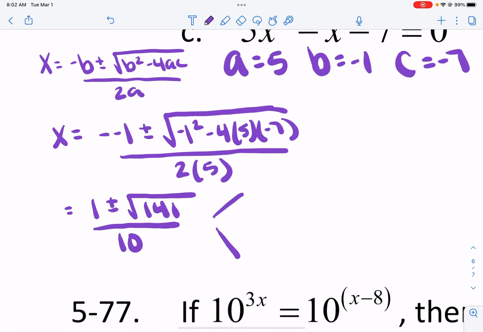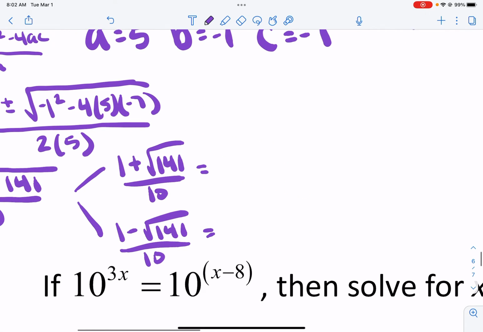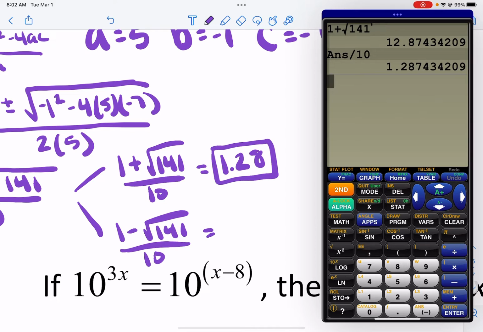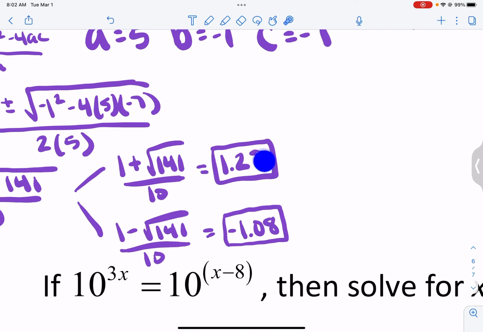And then I'm going to split it up. So we've got 1 plus the square root of 141 over 10, and 1 minus the square root of 141 all over 10. And in the calculator, I literally will just do 1 plus the square root of 141 divided by 10. So that gives me 1.28. And then 1 minus the square root of 141 divided by 10, and that gives me negative 1.08. And you could always type in your equation into Desmos to make sure that these are both your x-intercepts.